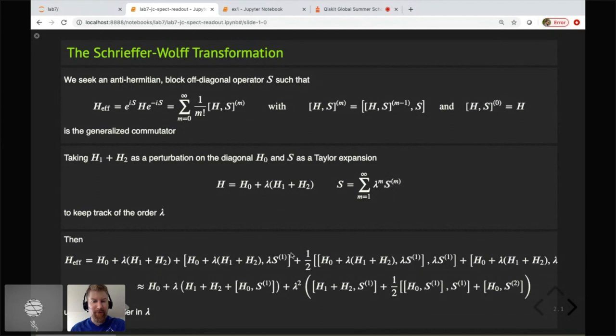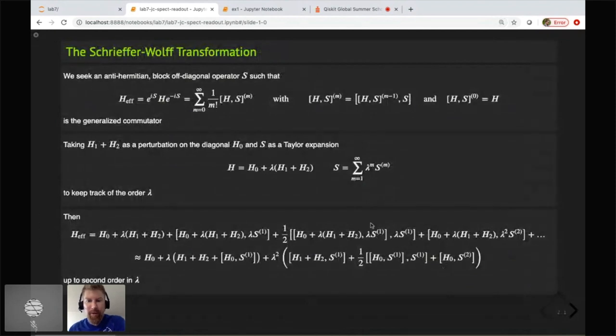Then we have a first order commutator that involves the Hamiltonian itself and the first order of the Taylor expansion of the S operator. Then we have the second order commutator of the Hamiltonian and the first order Taylor expansion of the S operator. And then the next one we have here is the first order commutator of the second order of the Taylor expansion of the S operator.